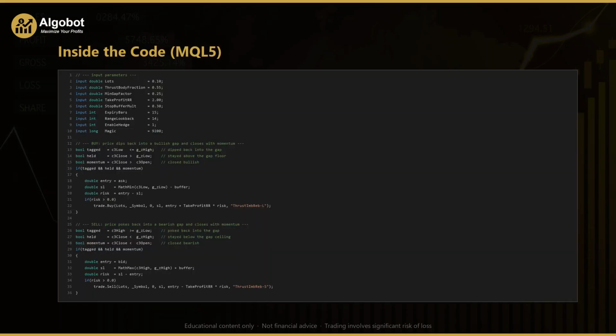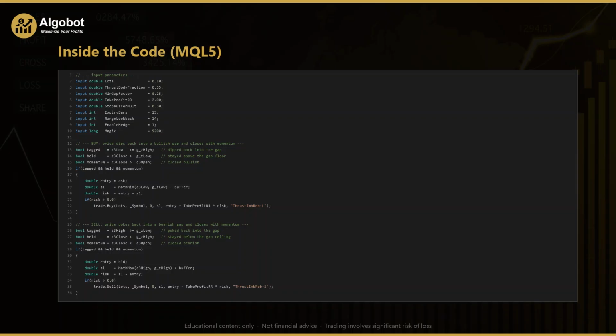Let's look at the actual MetaQuotes language code that runs inside the expert advisor. At the top are the input parameters, the dials you can adjust in the settings window. You can see lots for position size, the ThrustBodyFraction that defines how dominant the thrust candle must be, the minimum gap factor that filters out small gaps, the take profit reward to risk ratio, the stop buffer multiplier, the expiry bars, the range look back, a switch to enable hedging, and the magic number that tags the orders. Below that are the two signal blocks.